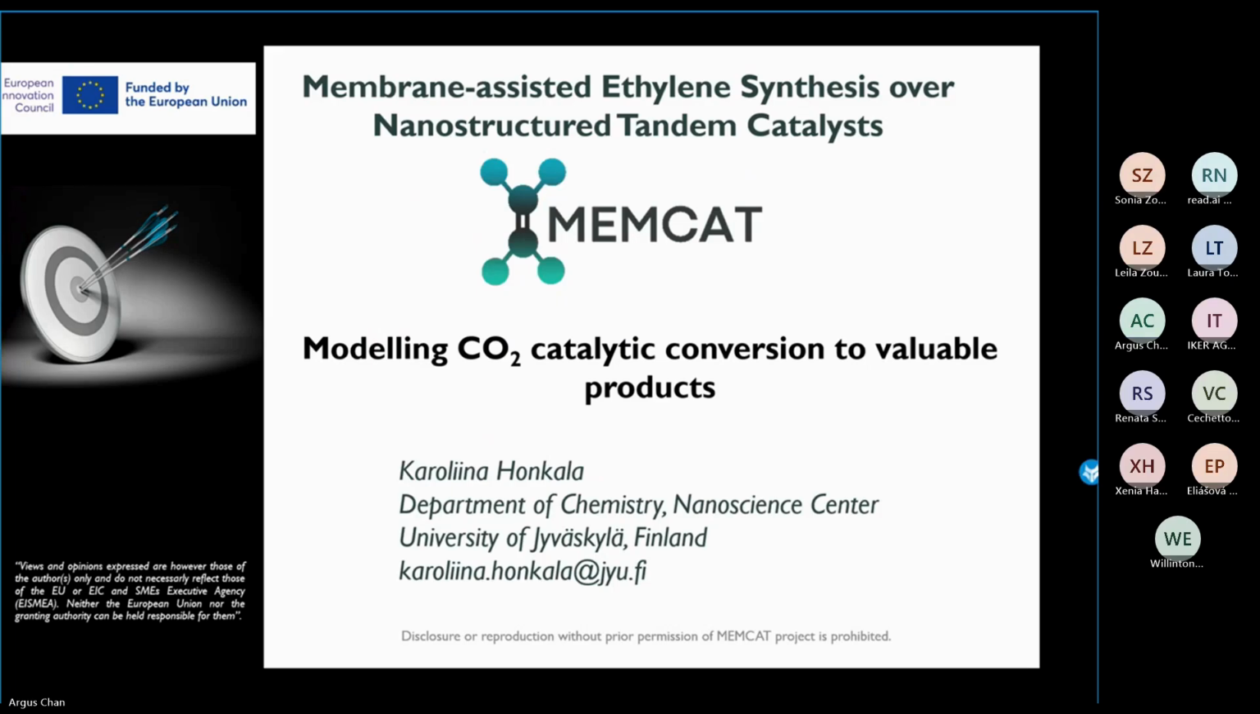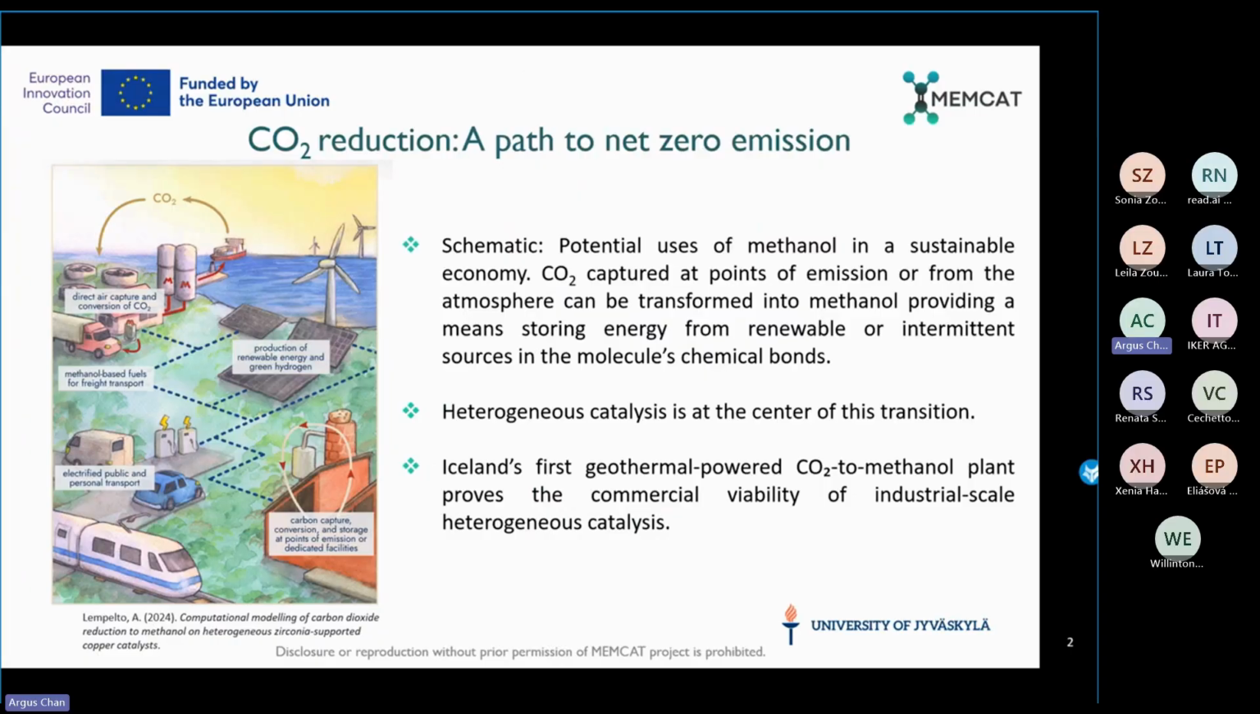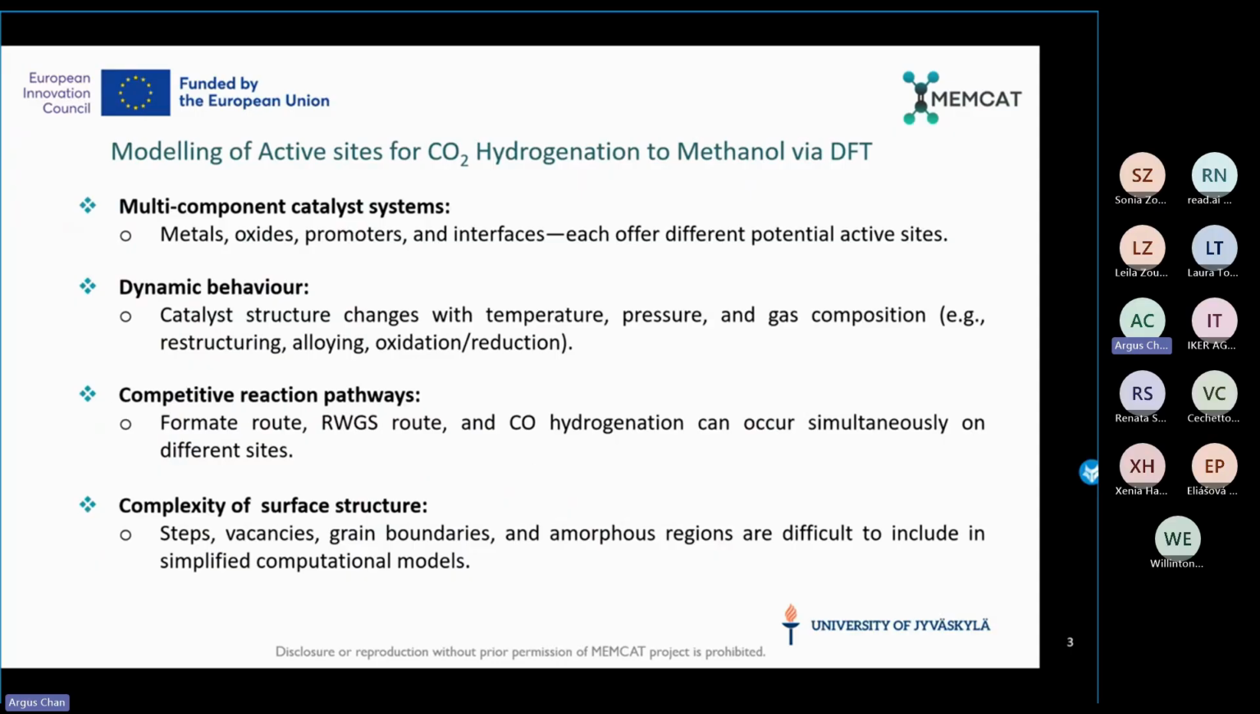Okay, I skip this for the sake of the time, only point out that last year I had a very nice PhD student who was kind of part-time artist, and he made beautiful pictures for his thesis, which I now borrowed. So how to model the active site for CO2 hydrogenation to methanol via DFT or any other methods? We need to build a structure model, not for the entire catalyst, but for the active site.